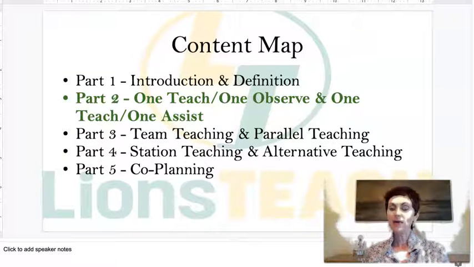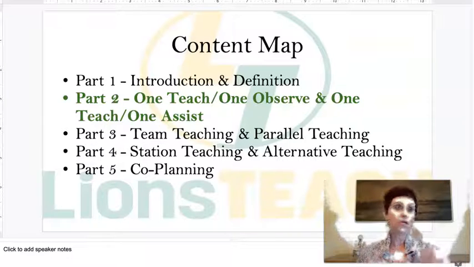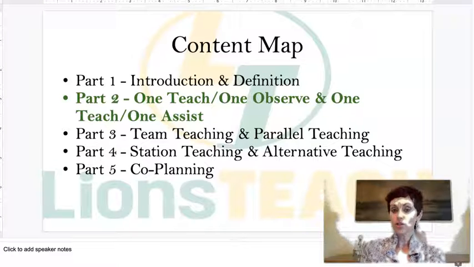So, content map. This gives us an idea of where we've been and then, of course, where we're going. So hopefully you have watched part one, which covered the introduction and definition of co-teaching that we'll be using for these sessions. And today we are now going to look at our first set of co-teaching models. And I want to be clear that the models are not set up in a way that is hierarchical, meaning one's better than the other. There's a reason why we started with one teach, one observe, and one teach, one assist, and we'll get to that in a few slides.